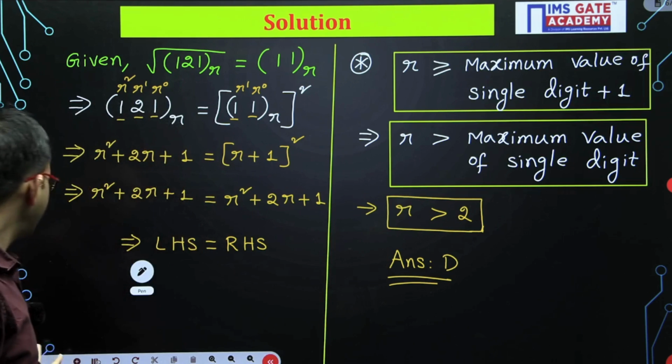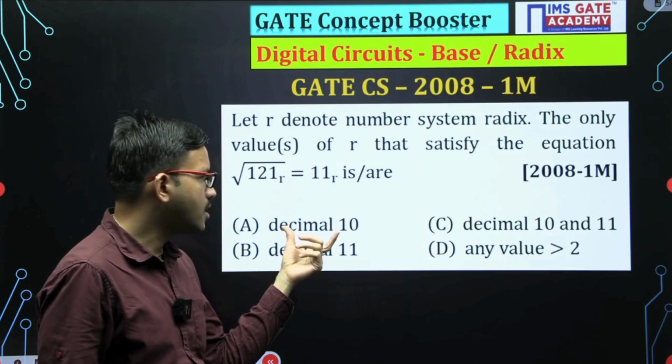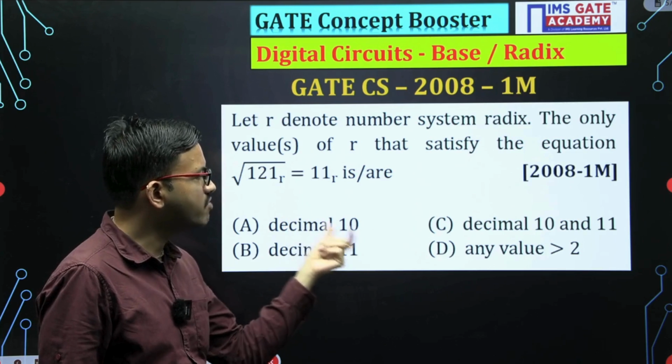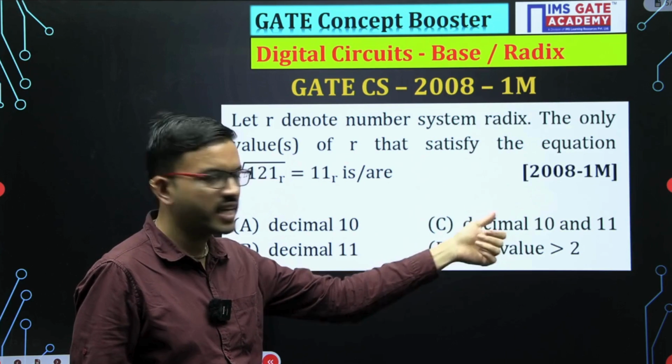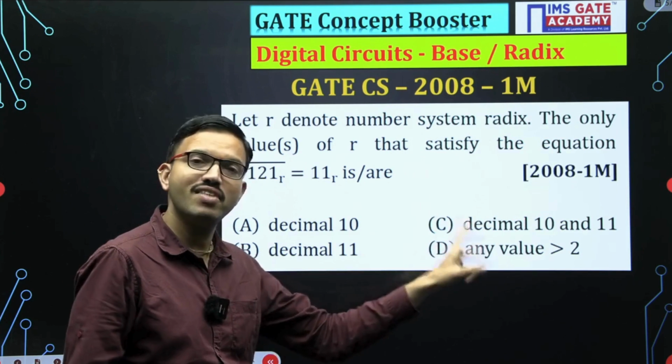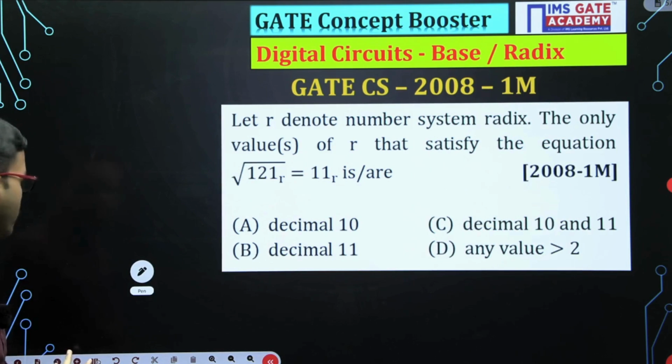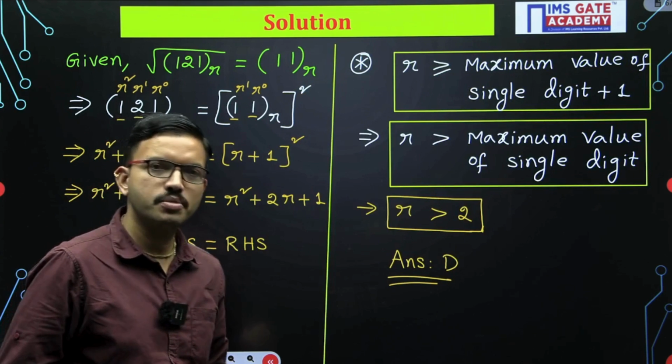Now you can observe the choices you have. Option A, decimal number, means base value 10. Option B, base value 11. Option C, both base value 10 and 11. Whereas option D, any value greater than 2. Okay. So for this question, option D is going to be the correct one.